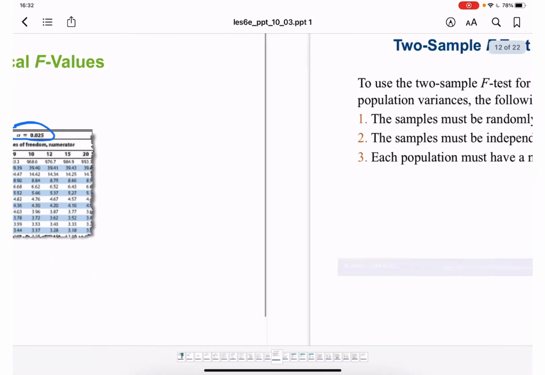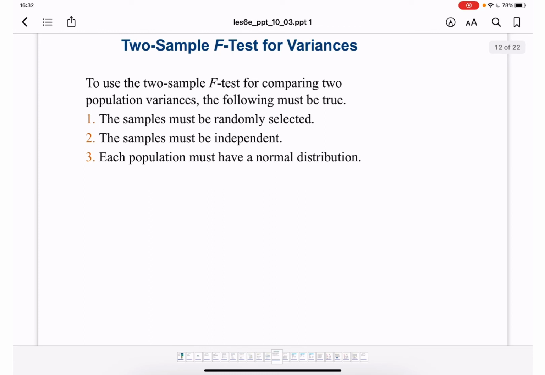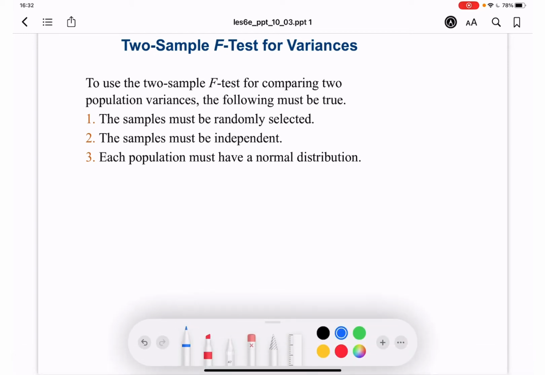Okay, so, two sample F test for variances. To use the two sample F test, we were learning now how to calculate the critical value for F. Now let's start doing the F test for variances. So the conditions for when we can use the F test, I already mentioned, but we go one more time. It must be randomly selected, samples must be independent, and each population must be normally distributed.